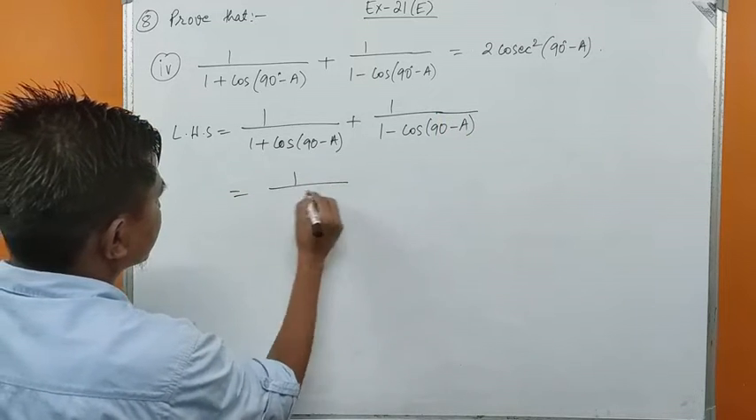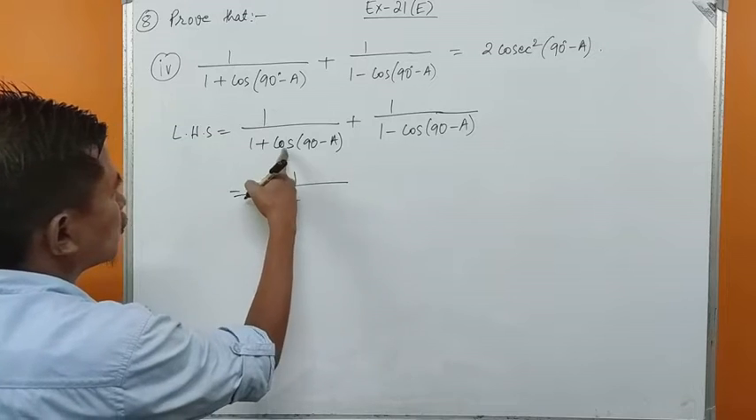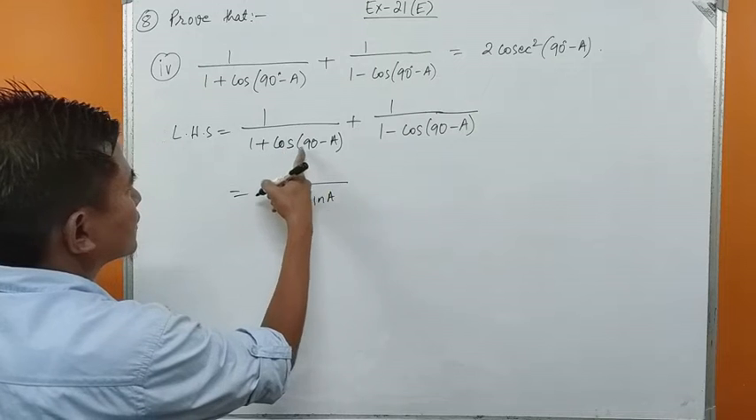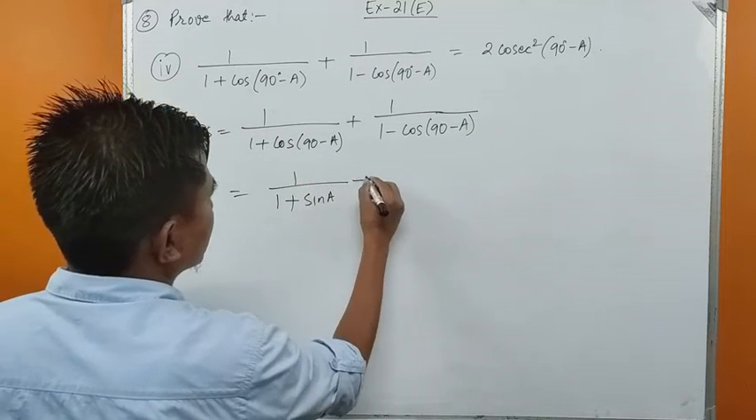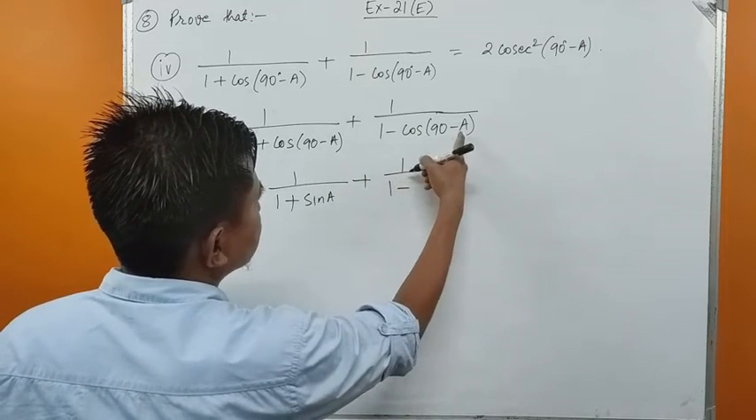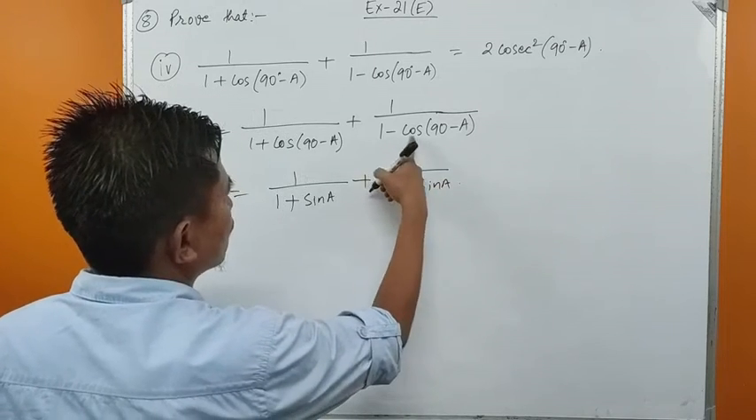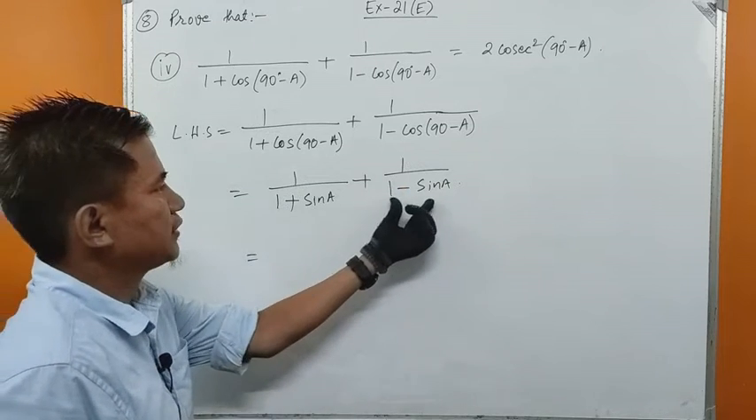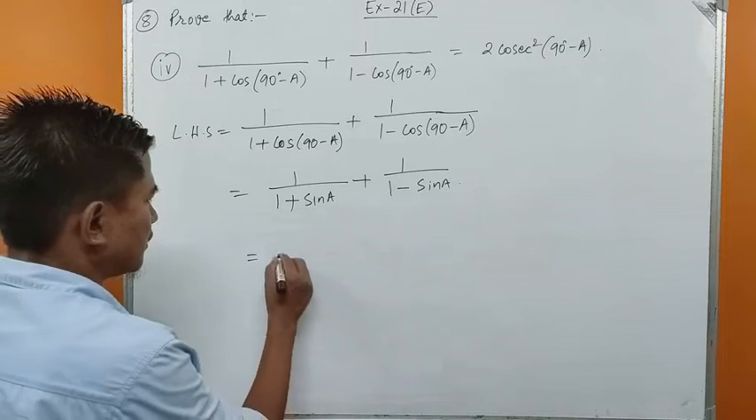So this can be written as 1 upon 1 plus cos 90 minus a, which is sin a, isn't it? Cos 90 minus a is sin a. Cos 90 minus theta is sin theta, plus 1 upon 1 minus cos 90 minus a, which is sin a. Okay, cos 90 minus a is sin a. So let's take the LCM of the denominators. So we must multiply these two numbers, isn't it?